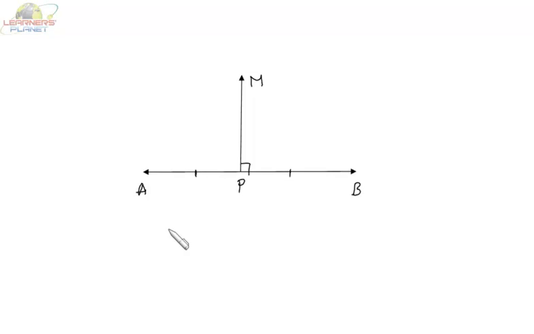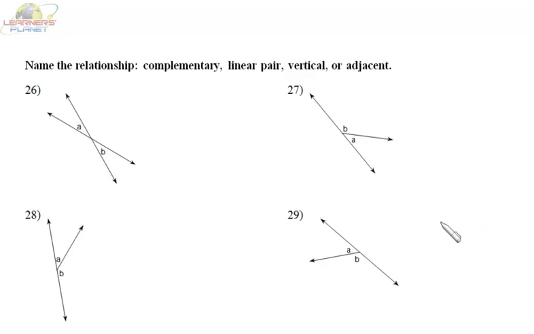Friends, we discussed some basic definitions of angles and we discussed some special pairs of angles. Now let's do some problems based on these concepts. Here we are given two angles, that is A and B, and we have to find out their relationship, whether they are complementary, linear pair, vertical or adjacent. So let's take the first question. It's angle A and angle B.